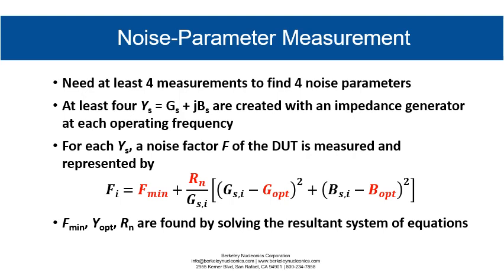Because noise power levels are very low, many averages are required to minimize the measurement uncertainty. The challenge is in creating at least four different admittances while consuming low power, so as to avoid heating the cryostat, and also occupying low volume so that the cryostat size can remain compact.